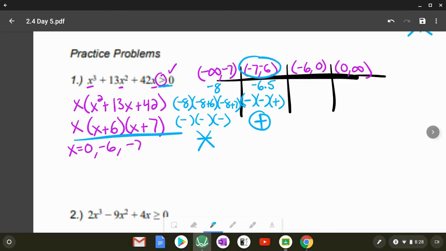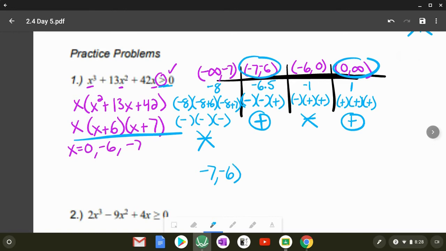The next section, I use a negative 1. When I plug that in, I have a negative times a positive times a positive. So we have a negative, which again would not be in our solution set. And then if I use 1 for the last, I have a positive times a positive times a positive. So this would be the other part of our solution set. So our interval notation would be negative 7 to negative 6 and 0 to infinity.